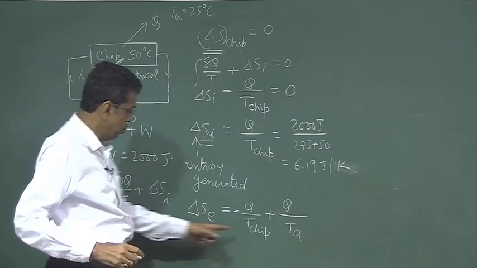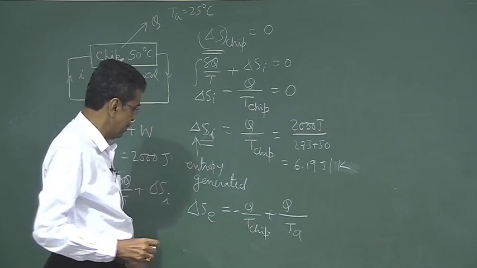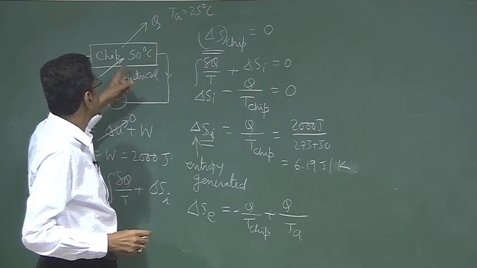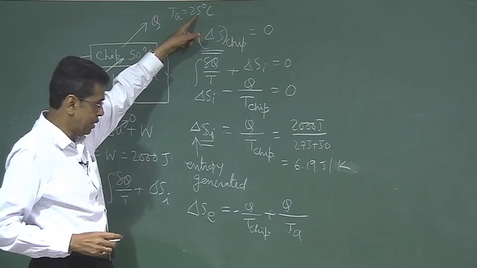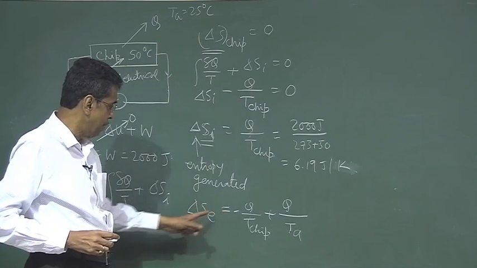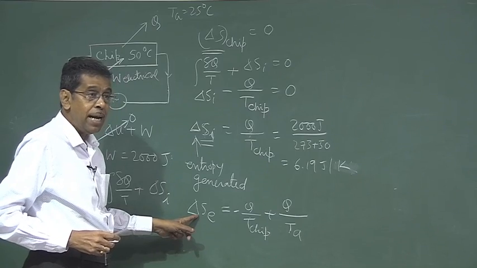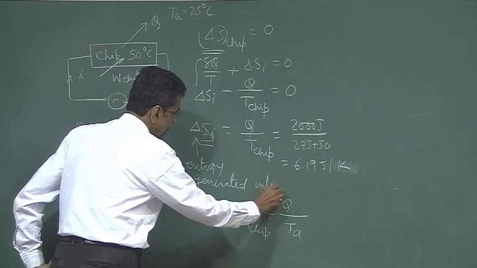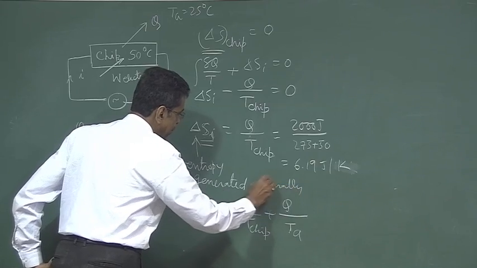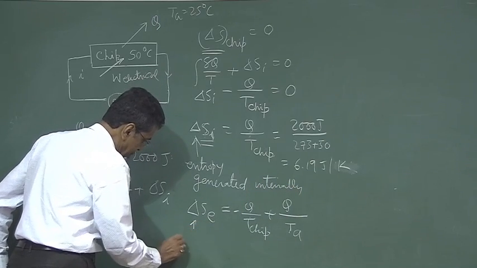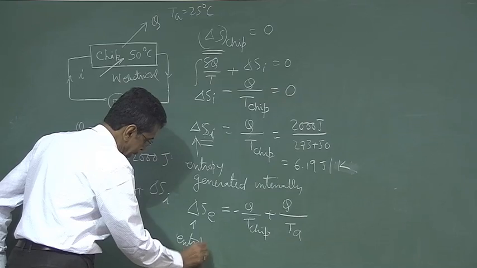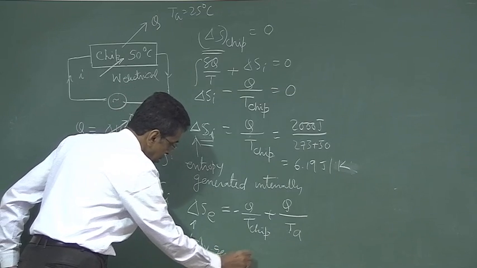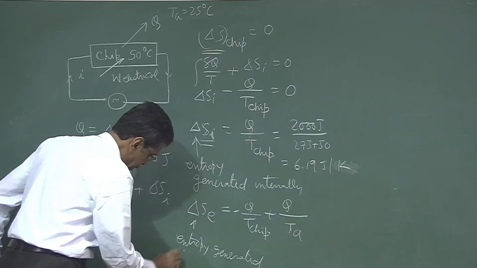You put the value of T chip, that is 50 plus 273, and the value of TA, which is 25, so 273 plus 25, and you get the value of entropy generated externally. That is entropy generated due to internal irreversibility, and this is entropy generated due to external irreversibility.